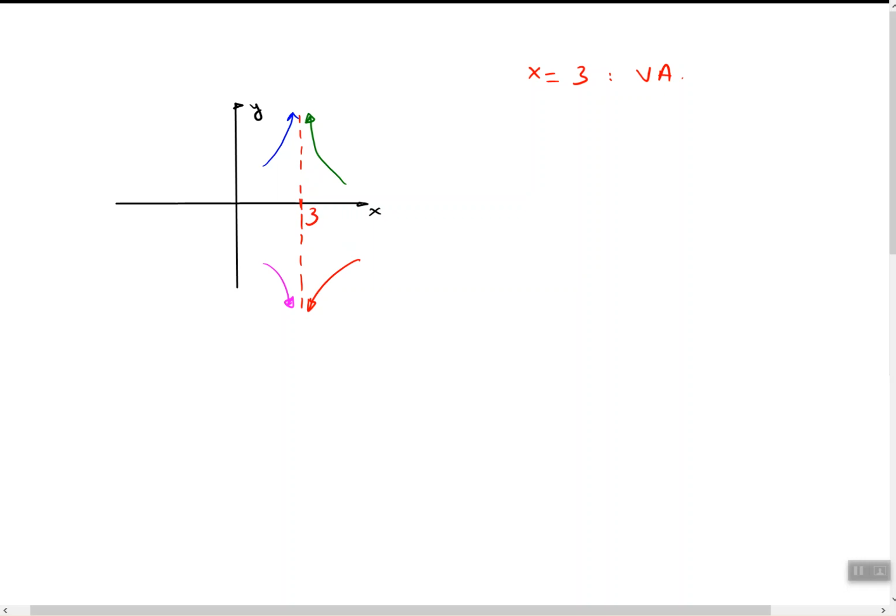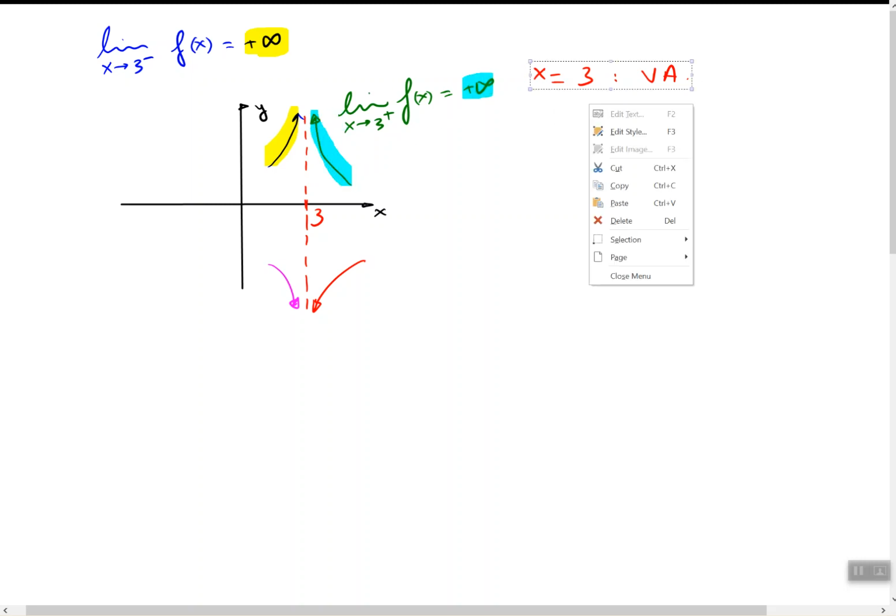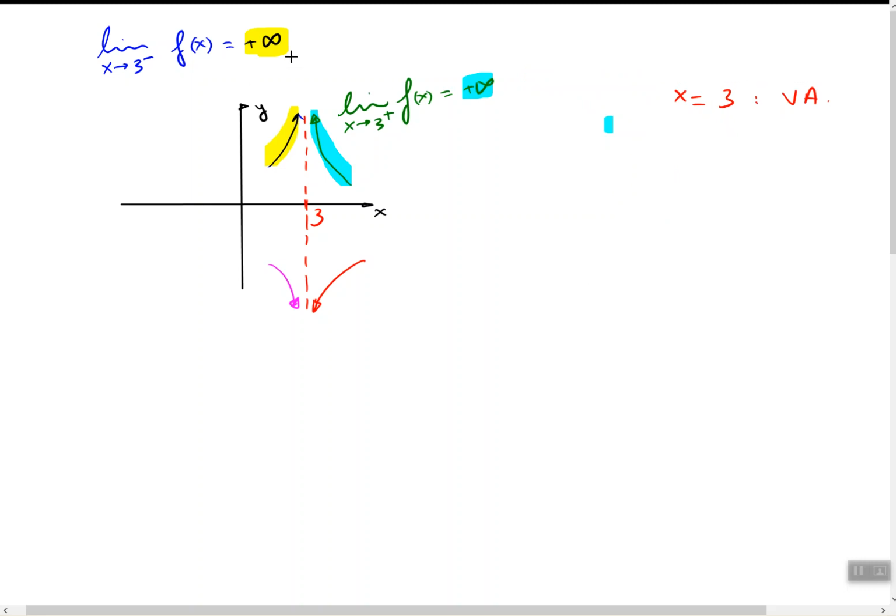Now, professionally speaking, to say that the function is going up, we don't use the word up. We normally say the limit as x approaches 3 from the left of f of x is plus infinity. So this behavior describes what's going on right there on that section. On the other hand, to say that the function is going up after 3, we would say the limit as x approaches 3 from the right of f of x is positive infinity again. So that describes what's going on over here.